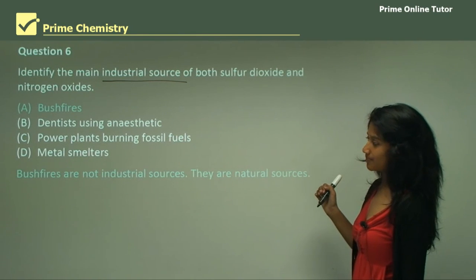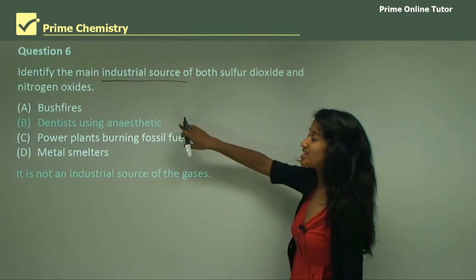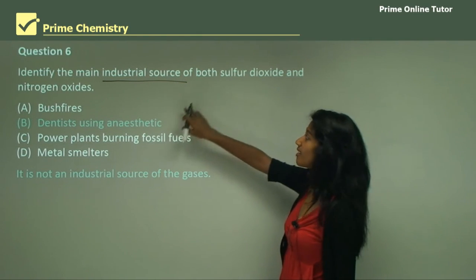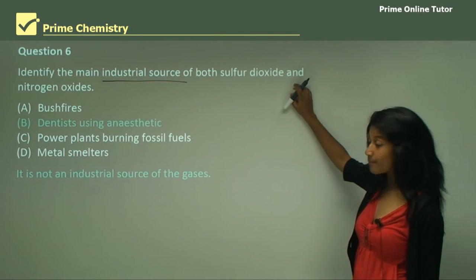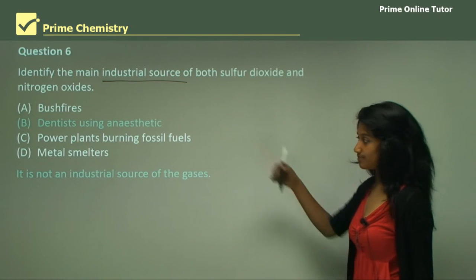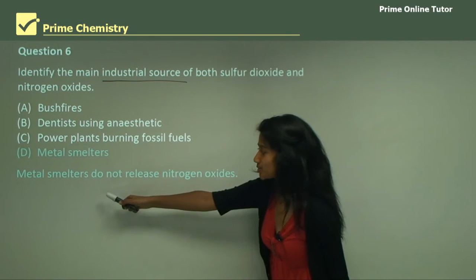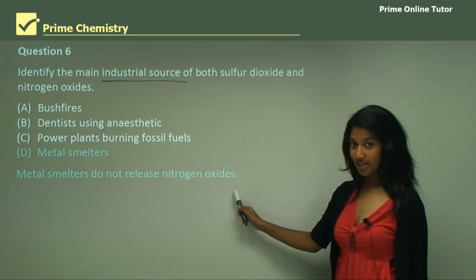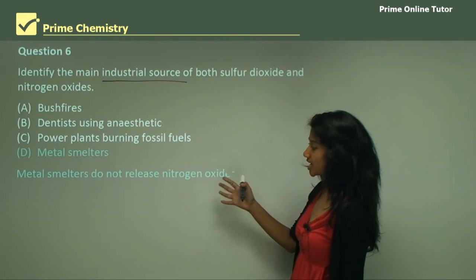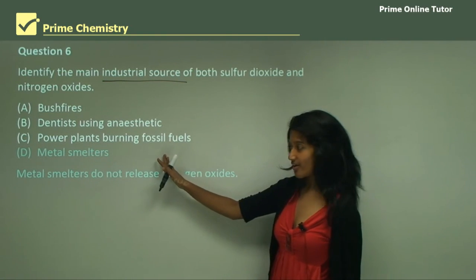So answer A is incorrect. Now let's go to answer B, which is dentists using anesthetic. Now that is a use, not a source. Note that dentists use anesthetic and they use nitrogen oxides for that, but it is not an industrial source. So option B is not the answer. Option D, metal smelters. Metal smelters do not release nitrogen oxide. We did learn that for sulfur dioxide, when sulfide ores do release sulfur dioxide, but not for nitrogen oxides. So option D is not the correct answer.